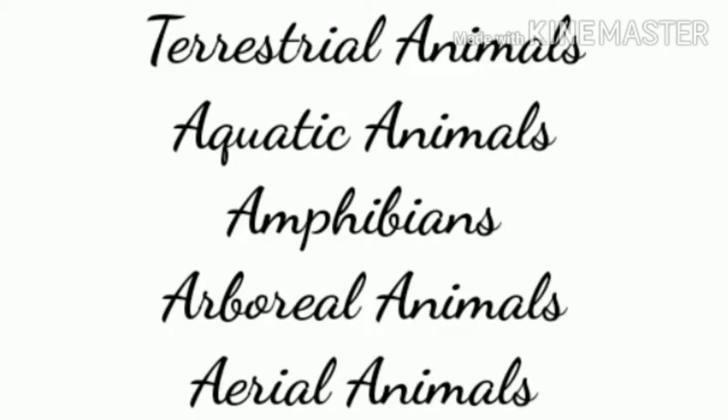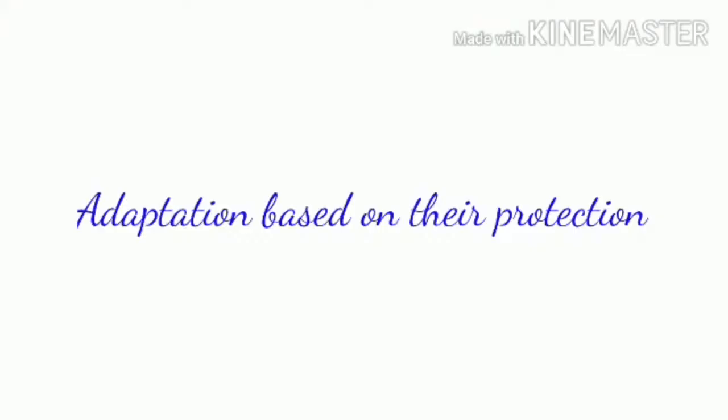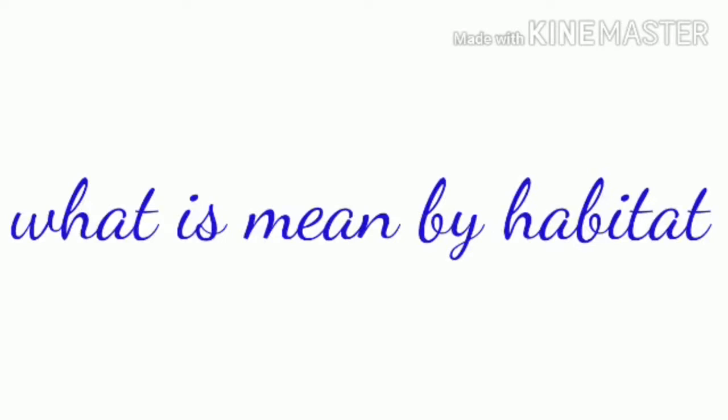The first one is adaptation based on their habitat. And the second one is adaptation based on food. And the third one is adaptation based on protection. Now, let's see the first one. Adaptation based on habitat.